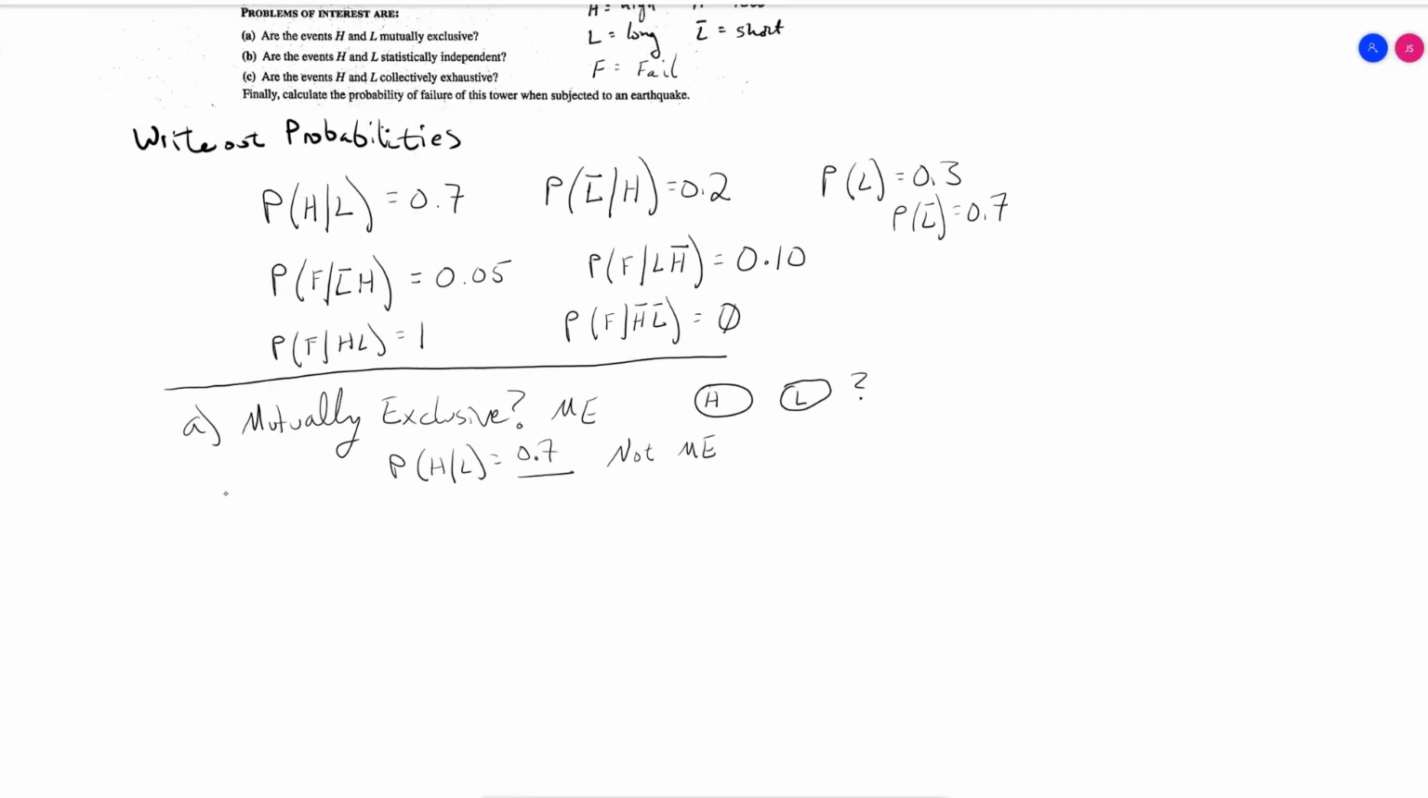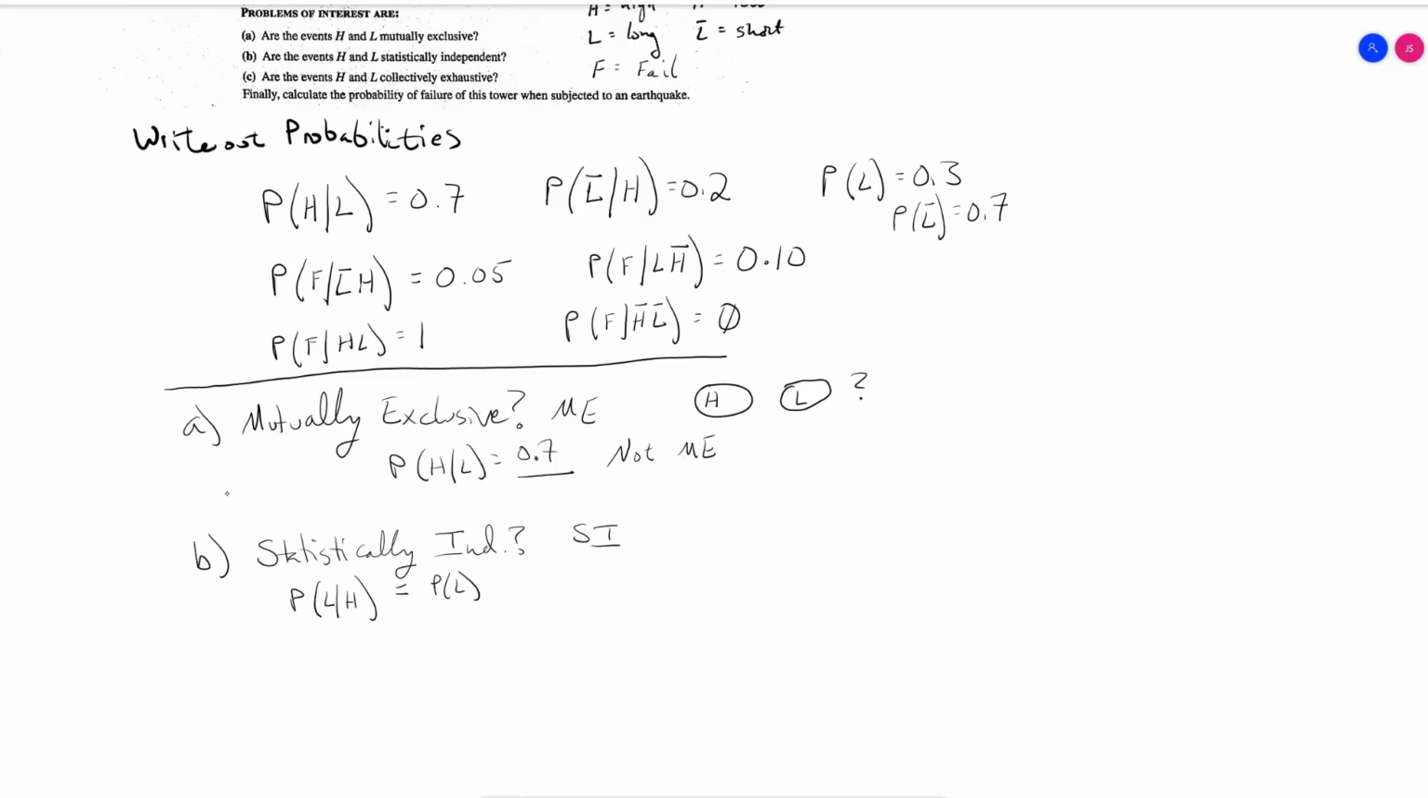All right, next question is, are they statistically independent, or SI? Let's think about that one. For them to be statistically independent, the probability of L given H should be equal to the probability of just L, right? It doesn't matter that H happens, L can occur.